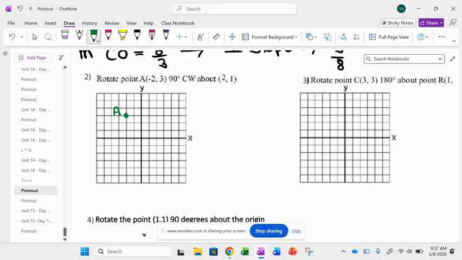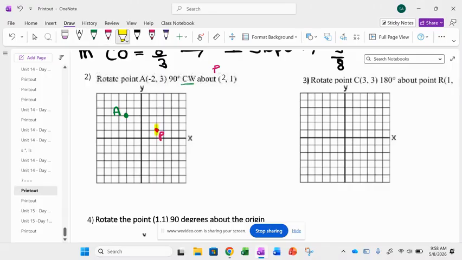All right, there's my point A, which is the point -2, 3. And we're going to rotate it 90 degrees CW. What does CW mean? Charles? Clockwise. So we're going 90 degrees clockwise about the point 2, 1. So this is my point. Let's call this P.